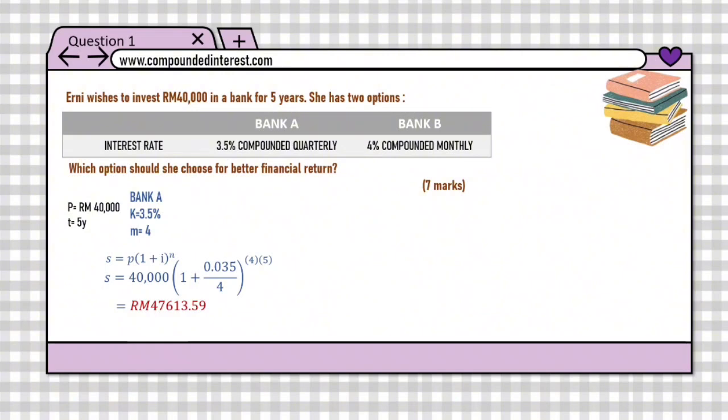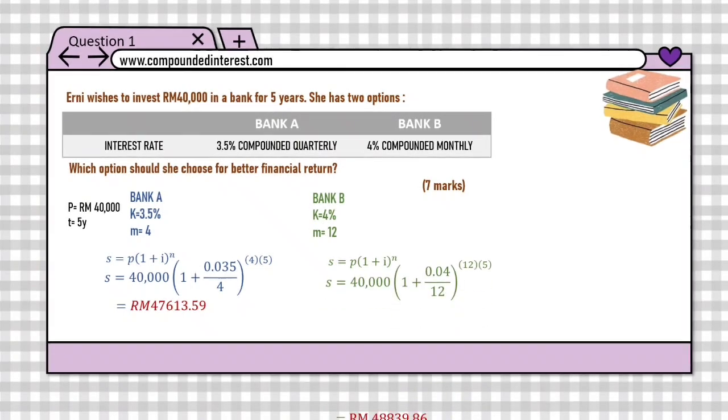And Bank B, the K is 4%, and in this question it says compounded monthly, so the M is 12. We can use S = P(1 + i)^n to calculate Bank B too. We just use the same formula. It will be RM48,839.86. So as we can see, Bank B gives more profit.